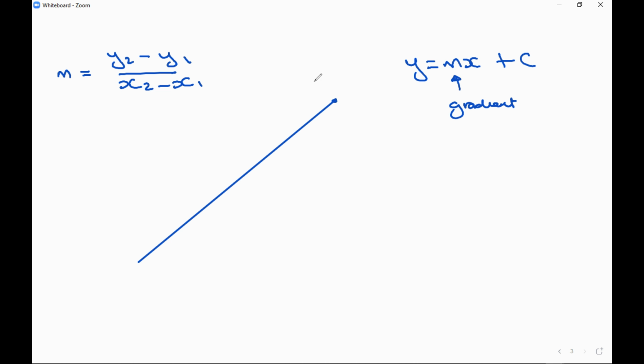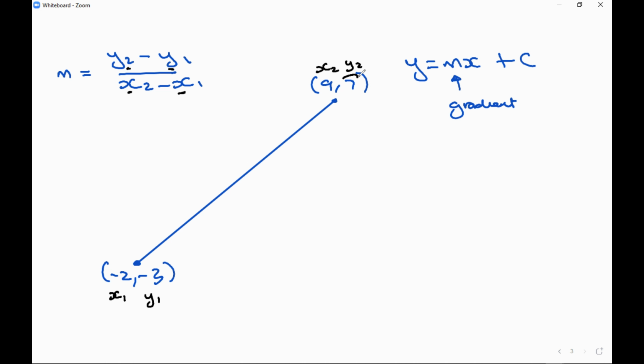So here I've got a point over here, let's say this is 9 and 7. I've got another one here, which is, let's make it negative, negative 2, negative 3. So what I want to do now is substitute this in here. Let's start labeling it. You can choose either one to be x1 and y1. I'm going to choose the bottom one to be x1, y1, and that will be those values over here. Top one is going to be x2, y2, and that's going to be those values over there.